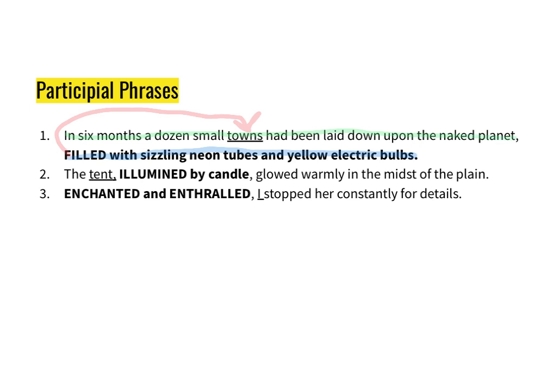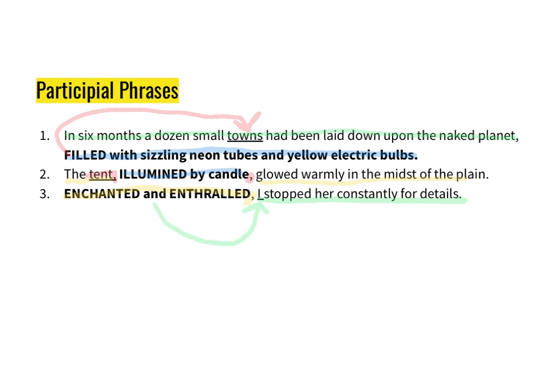Okay, the tent, illumined by candle, glowed warmly in the midst of the plain. Illumined by candle is modifying tent. We got our comma and our comma. Our main sentence: the tent glowed warmly in the midst of the plain. And lastly, enchanted and enthralled, I stopped her constantly for details. So we got our participles, our comma, our main sentence, and that is modifying I.